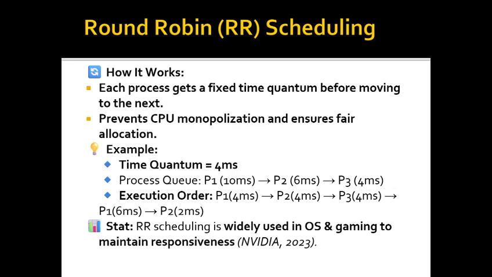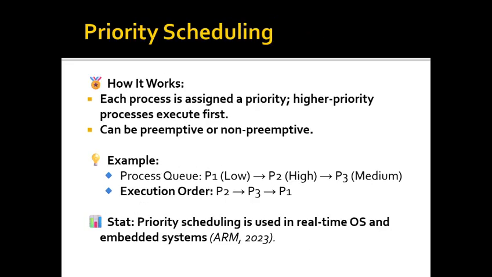In the execution order, P1 is first taken for 4 ms because we have a remainder of 6 ms. P2 we take 4 ms because our quantum time is 4 ms, and P3 takes 4 ms. And for the next round we have P1. P1 has remaining 6 ms, so we take 4 ms in the second round, and P2 has only 2 ms and is taken in the third round. The remaining P1 is taken, leaving 2 ms. This is how round robin scheduling works. The scheduling is widely used in OS and gaming to maintain responsiveness, as per NVIDIA in 2023.